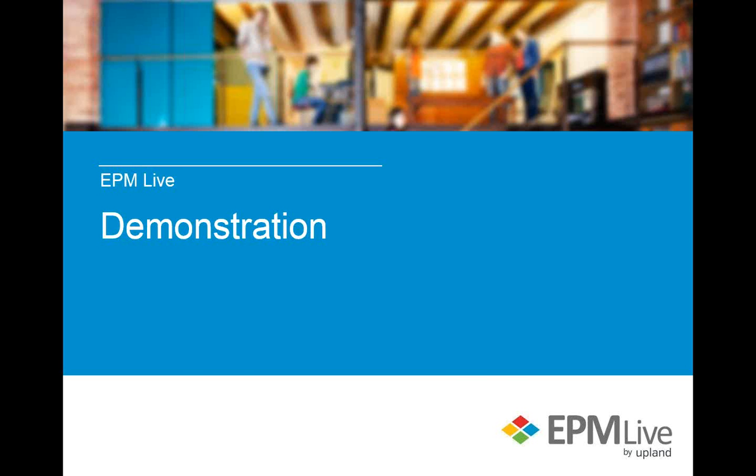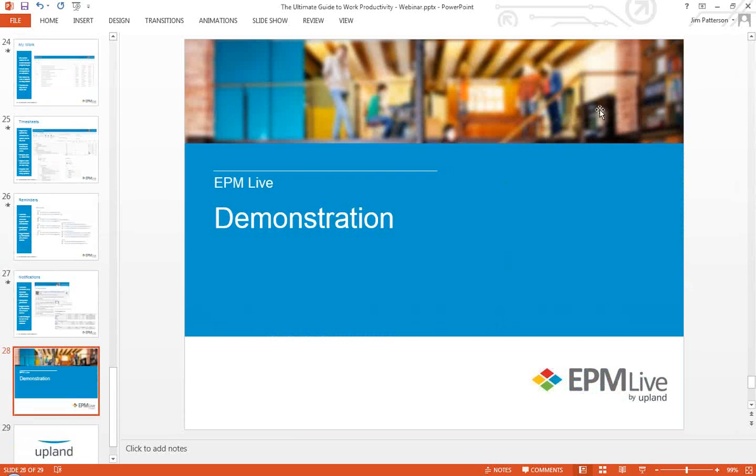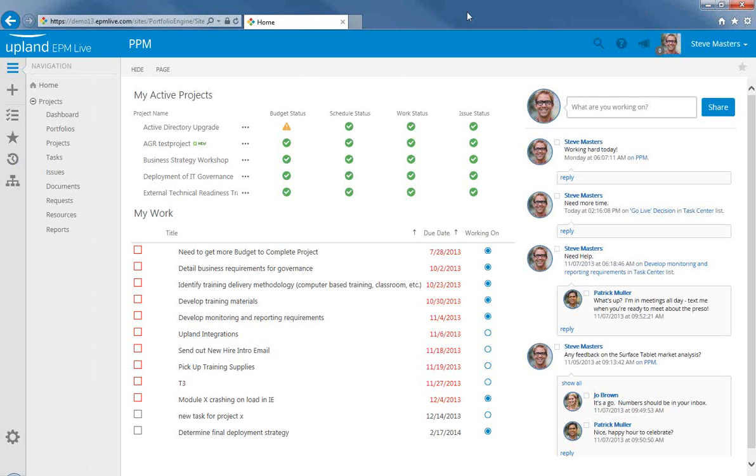So those are just some of the tools and capabilities in that resource management life cycle and process. And with that, I thought I'd go into a demonstration of the tool and show you some of the things in action. So right now we're looking at maybe a typical home page for a project manager at EPM Live. Steve Masters is this fictional resource or person who's more of a project manager role.